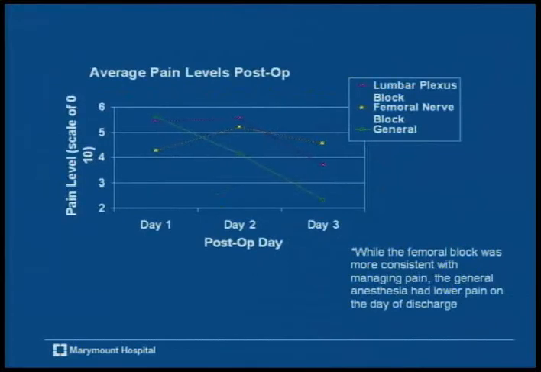Now, if we look at pain, it's interesting to see that those with general anesthesia ended up with lower pain, although they had the highest levels of pain on day 1. On day 1, patients who received a femoral nerve block on average reported pain levels of about 4.26. Those with lumbar plexus blocks reported pain levels of about 5.42, and general anesthesia patients had pain of 5.6.